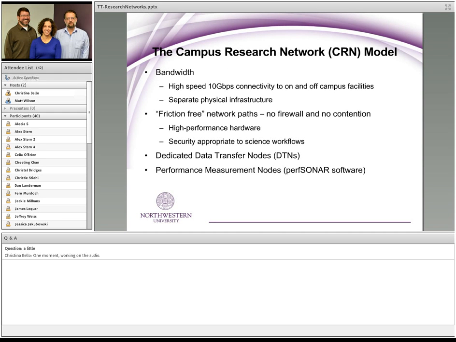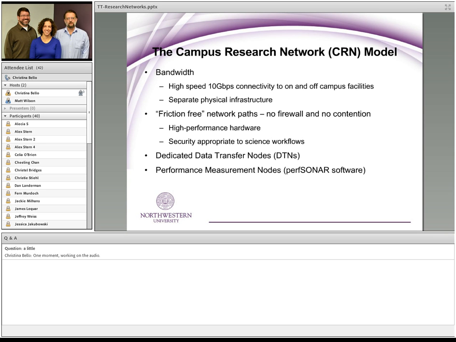So I'll try to say a couple of brief words about the campus research network model. Again, it's about providing dedicated high-speed connectivity. It's about providing friction-free network paths. You want to avoid contention and packet loss. And the fact that you do not have a firewall is mainly to avoid the firewall as a performance bottleneck. It does not mean that you throw security out the window. You need to design security that is appropriate to the science workflow while still maintaining the performance requirements.